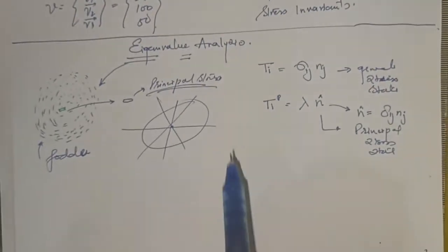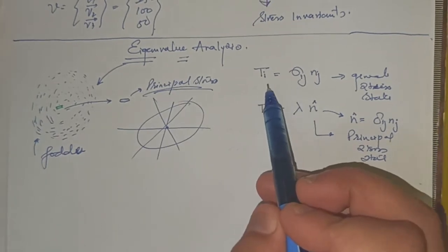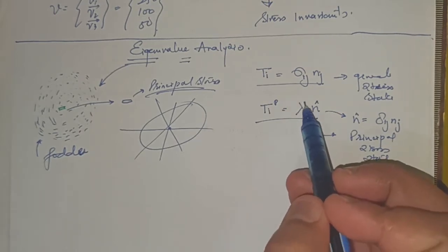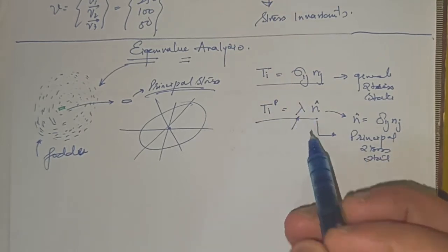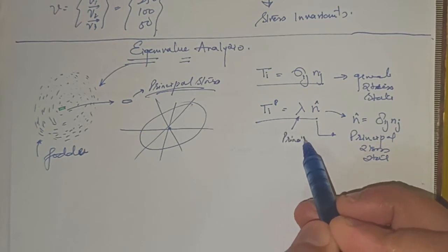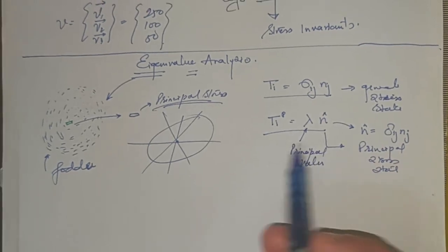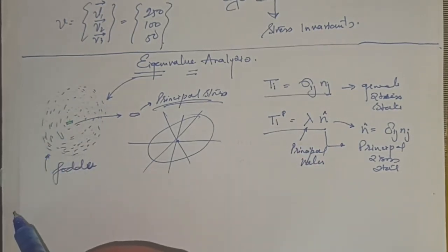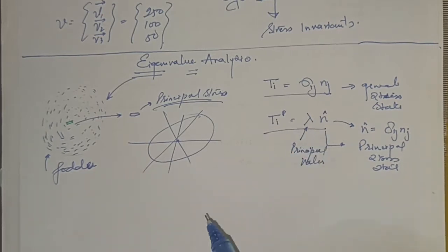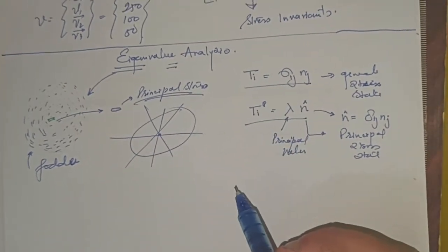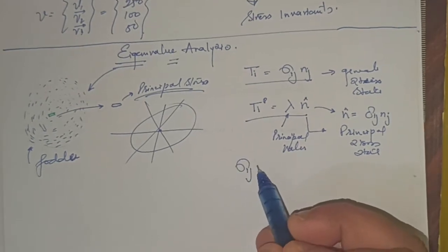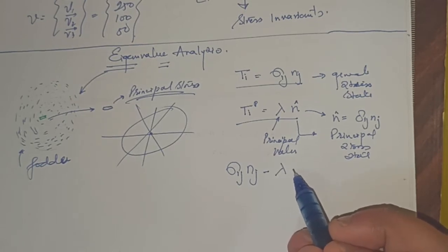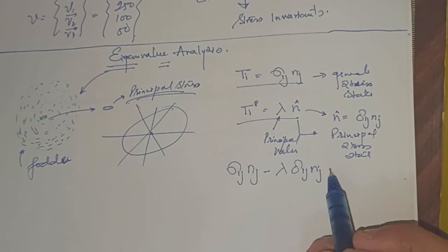So we have these two states of the stress tensor: a general state and a principal state, rotated by a particular value. And remember that this lambda here is the principal value. In layman's terms, what is this lambda? It is the needle that I am going to obtain from this fodder. If you take the difference of these two, you will get sigma ij nj minus lambda delta ij nj, all equal to 0.